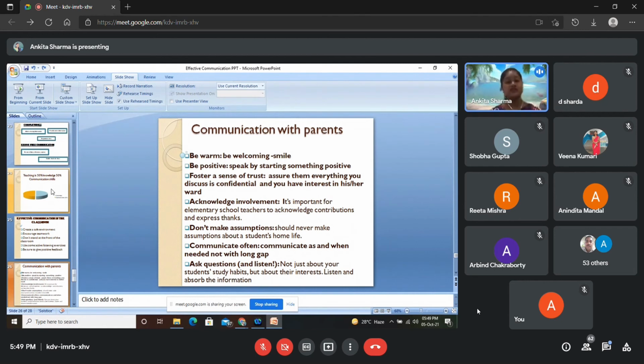Now, we can't be very strict with them and we can't be very friendly with them. So what can be done? We can be warm with them. We can welcome them. Hello. If they wish, pranam, whatever they do, we can welcome them with a smile.